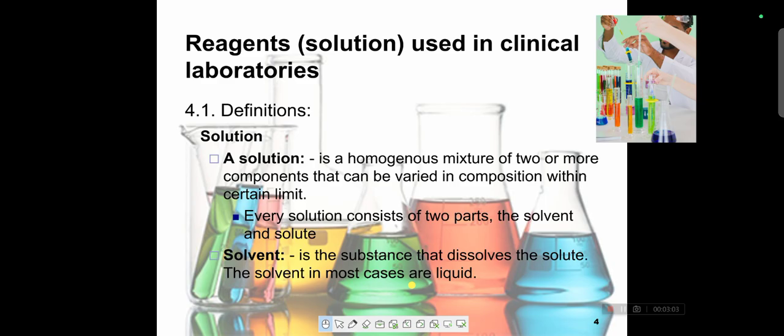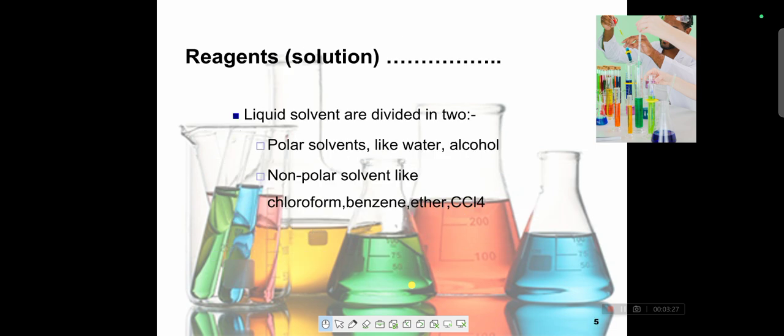So every solution has two parts, right? The first one is the solvent and the second one is the solute. A solvent is a substance which dissolves the solute, right? In most cases, the solvent is in liquid form, right? The substance in which the other substances are mixed, that is, dissolved, is called the solvent, right?